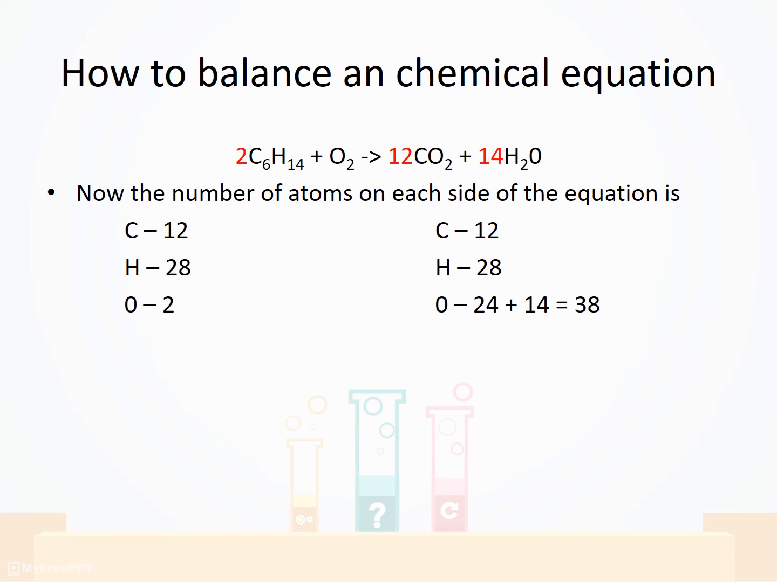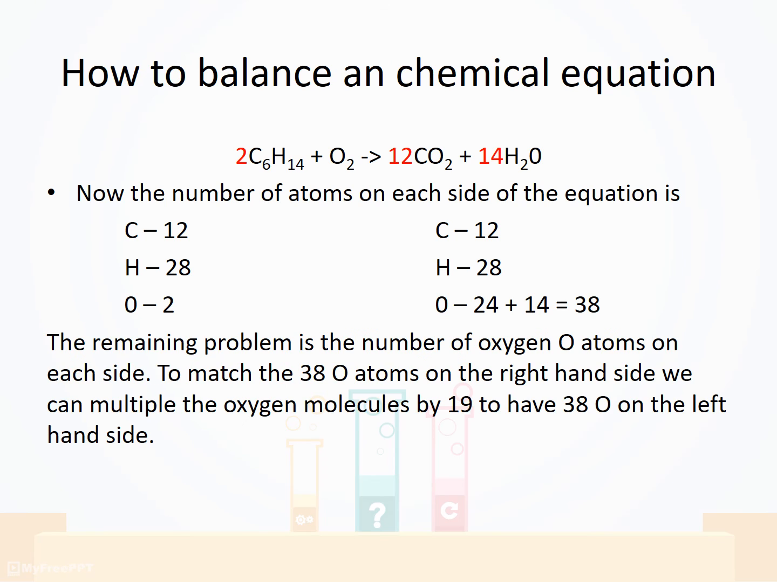But we have a problem with the oxygens. Because we've multiplied the carbon dioxide by 12, that will give us 24 oxygens plus our 14 oxygens in water give us 38. So we still have a problem with our oxygen. How are we going to deal with that? Well, we've got our oxygen molecule on the left-hand side, which we can multiply and change the ratio of. So how do we do that?